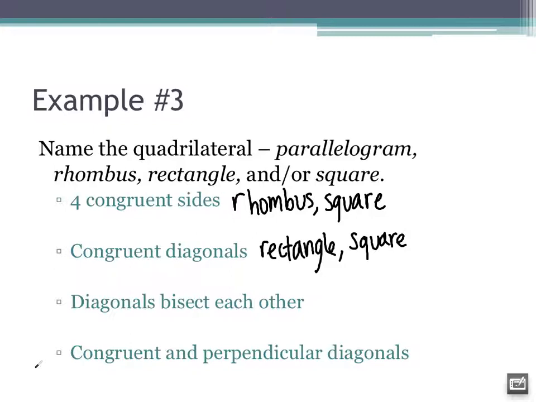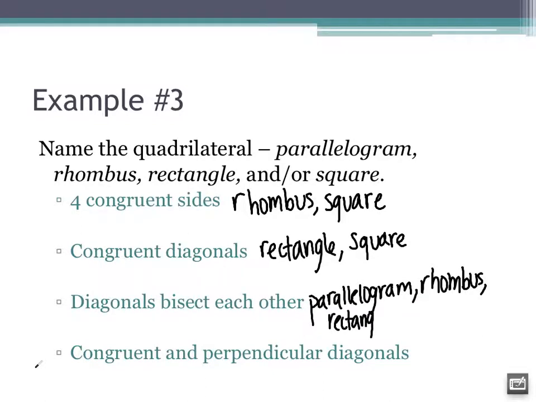Okay, pause the video. You try the next 2 on your own. Okay, diagonals bisect each other. This is true of a parallelogram. Now remember that rhombuses, rectangles, and squares have all the same properties as a parallelogram. So if I wrote down parallelogram, I also have to write down rhombus and rectangle and a square.